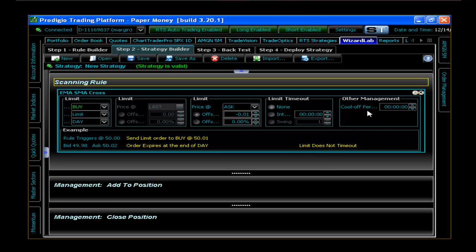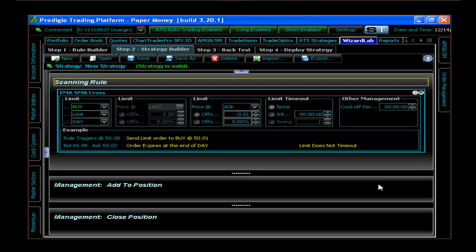There's also another neat little parameter in here called cool-off period. And what this allows you to do is, especially if you are just building automated trading systems for the first time, sometimes it's easy to create a system which is signal hungry. What I mean by that is it fires a lot of signals one after another.